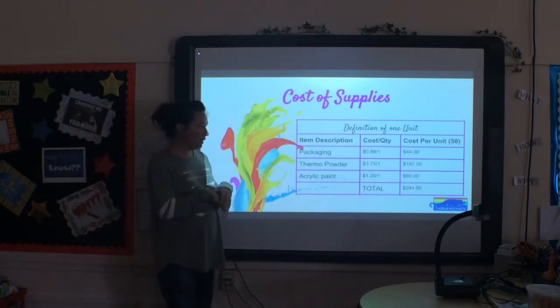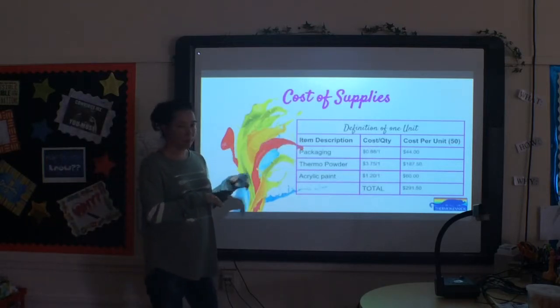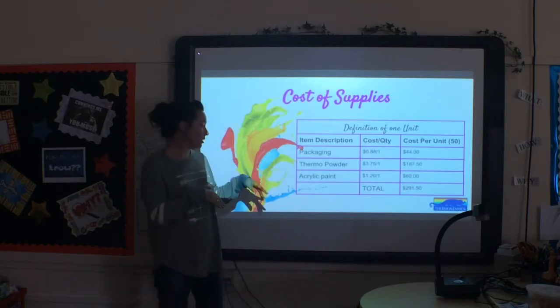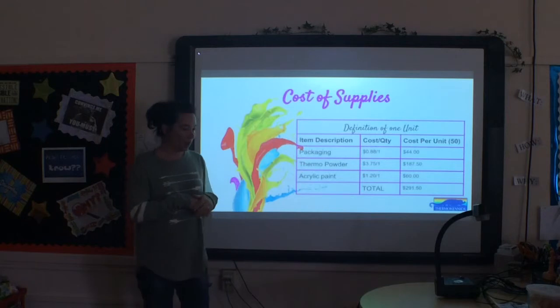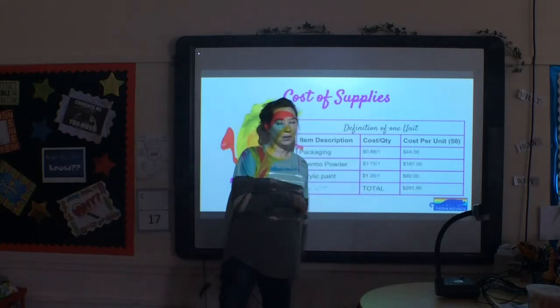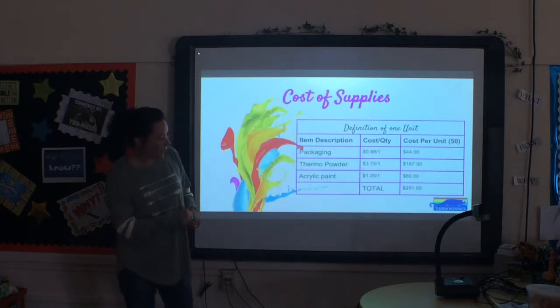Cost of supplies. Again, we've already defined the unit. She knew she was going to have to package that, especially if she's sending it outside of Grand Junction, how much the powder would cost, and then the acrylic paint. So she found for 50 units, it was going to cost her roughly $292.